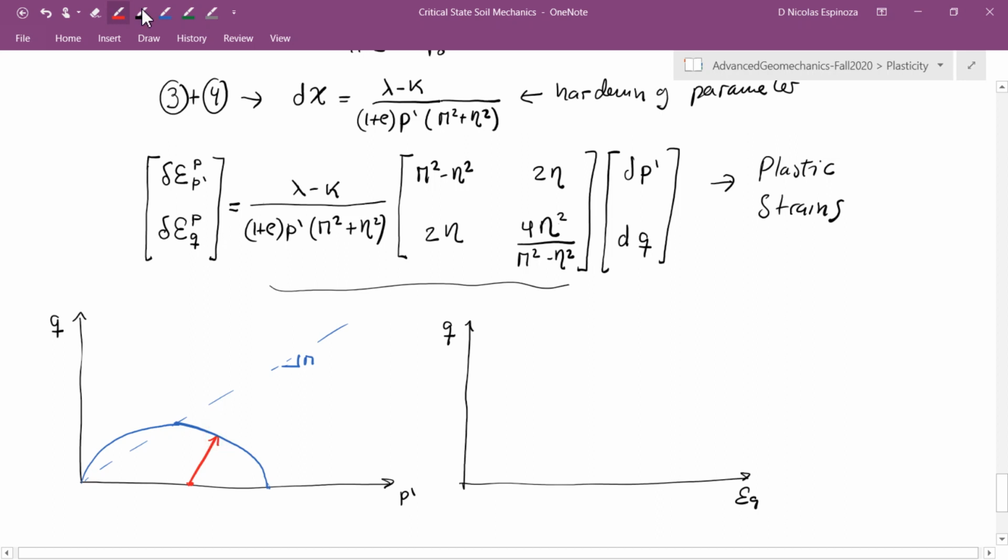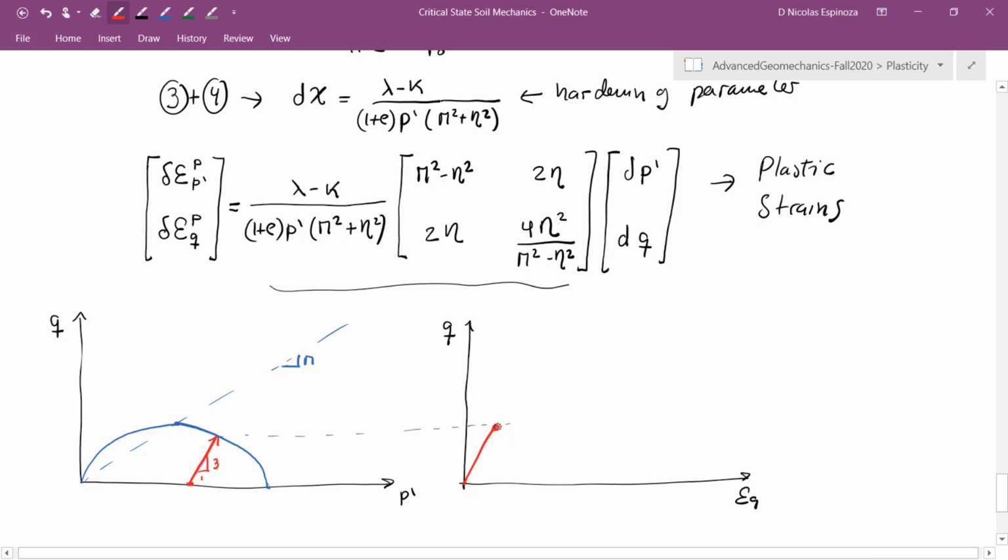Up to this point, if you want to calculate epsilon q as a function of the change of q, the only thing that you have to do is to use the elastic component. All right, and this is going to be elastic because you remember that we said before that this is going to be linear elastic if you just change q. Remember, this is a triaxial test, so the slope is 1 to 3.